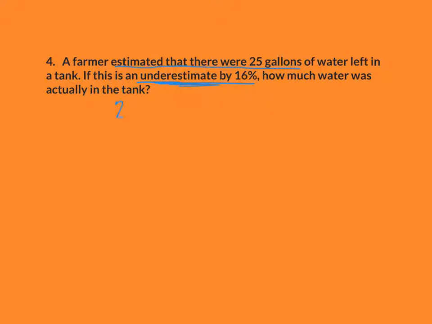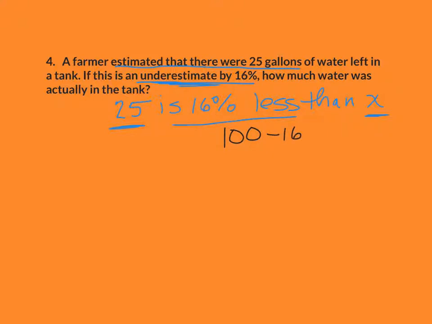So we want to think about this: that 25 gallon estimate is 16% less than some number, we'll make it X. So you see how we did that? The 25 is the estimate, and we know it's 16% less than some number we're not sure of. So if I know it's less than, I'm going to think about it as my original being my 100%. I'm going to take away that 16 because it's 16% less than the 100%. So that, of course, is going to be 84.